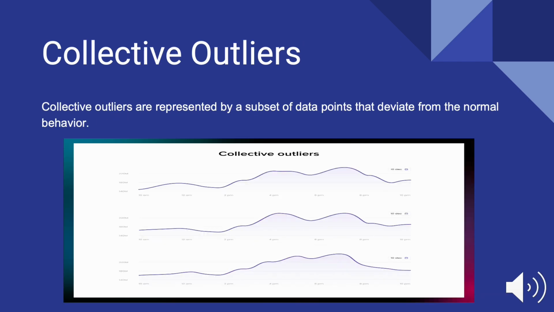Collective outliers. Collective outliers are represented by a subset of data points that deviate from the normal behavior. In general, tech companies tend to grow bigger and bigger. Some companies may decay, but it's not a general trend. However, if many companies at once show a decrease in revenue in the same period of time, we can identify a collective outlier.